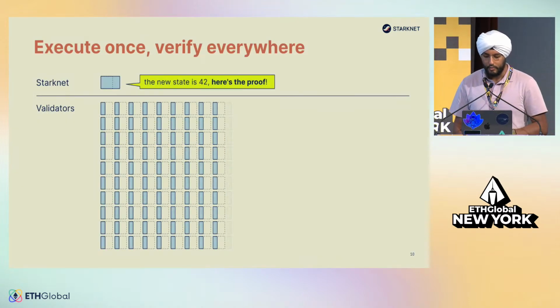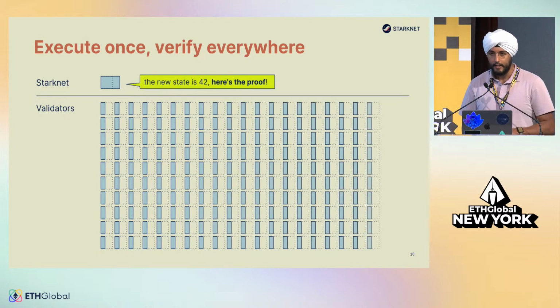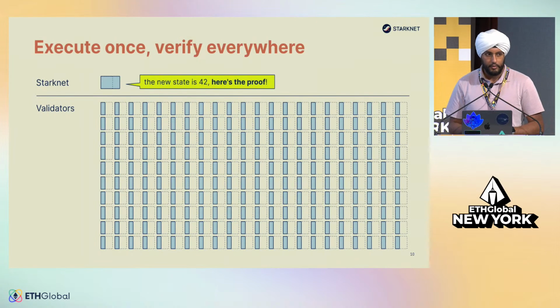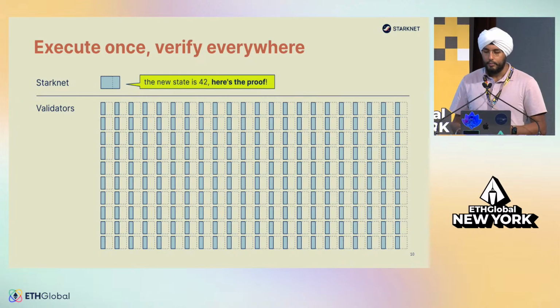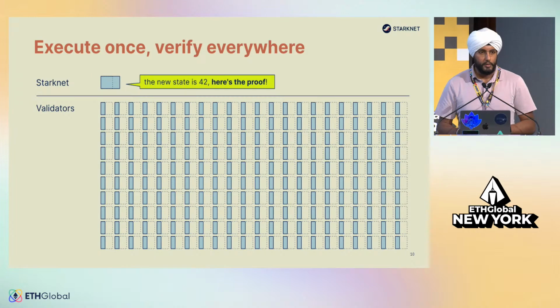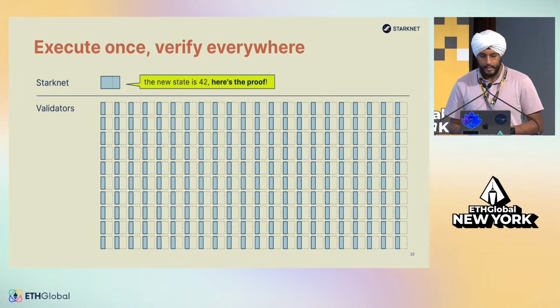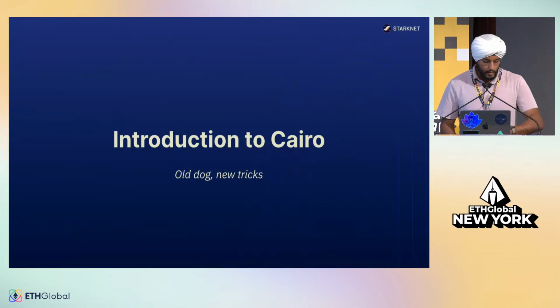So just as a visualization, you can think of all of these validators as Ethereum validators running the full Ethereum client. StarkNet is processing a bunch of transactions, creating a proof that the validation was done correctly, and allowing all of these validators to be sure that this is actually done correctly without having to commit large computational or storage resources to that. So far, I hope you're all on the same page.